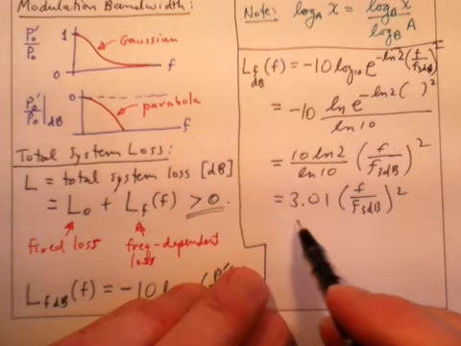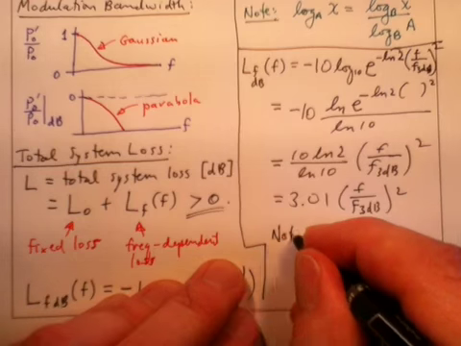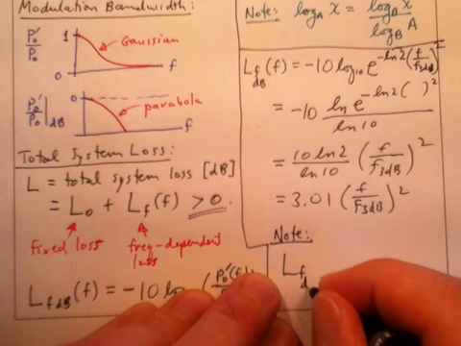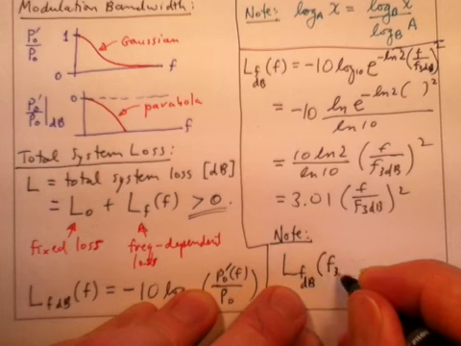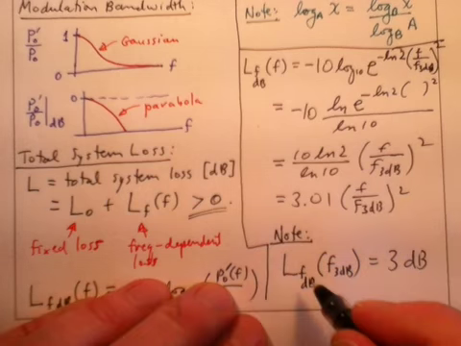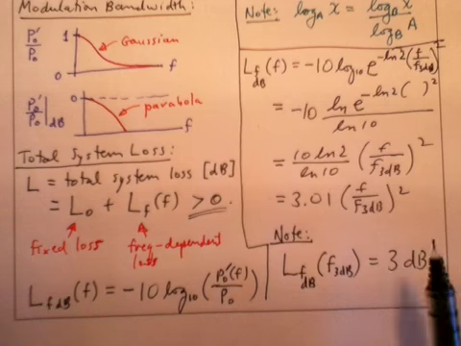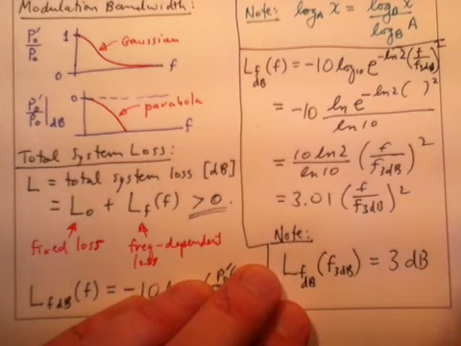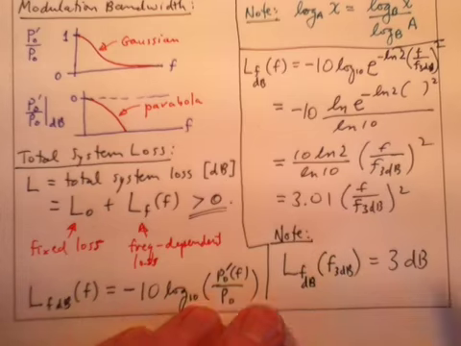So this is the result I'm after, and we note that this decibel loss, the frequency dependent part of it, evaluated at f3 dB, really is 3 dB, 3.01 dB. Okay? So what I've done here is I've taken the Gaussian model for the frequency dependent loss part, and I've calculated it at any frequency in terms of the 3 dB bandwidth. Okay, I'll stop here. Thanks.